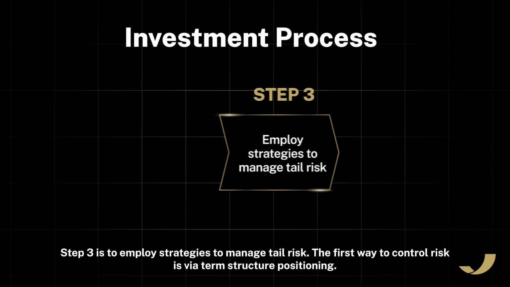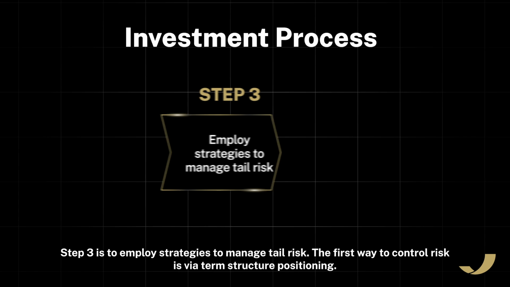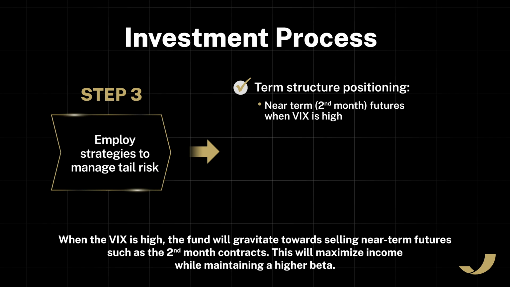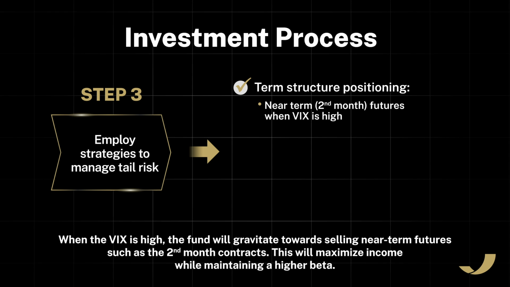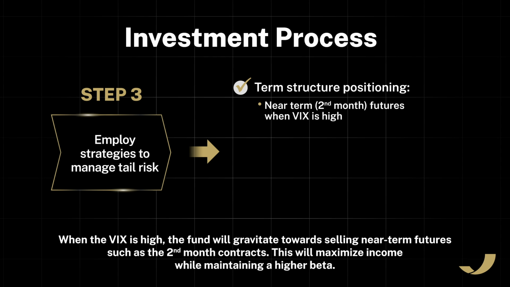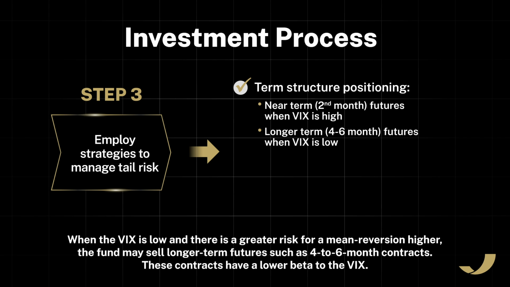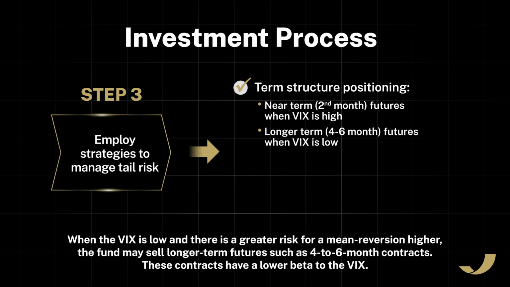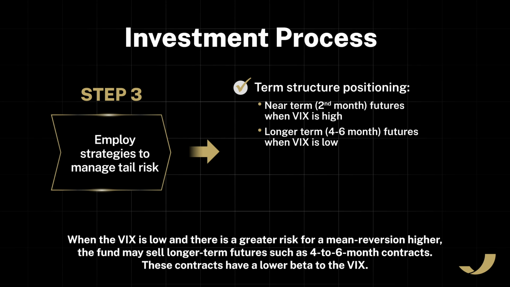Step 3 is to employ strategies to manage tail risk. The first way to control risk is via term structure positioning. When the VIX is high, the fund will gravitate towards selling near-term futures, such as the second-month contracts. This will maximize income while maintaining a higher beta. When the VIX is low and there is a greater risk for a mean reversion higher, the fund may sell longer-term futures, such as 4 to 6 month contracts. These contracts have a lower beta to the VIX.